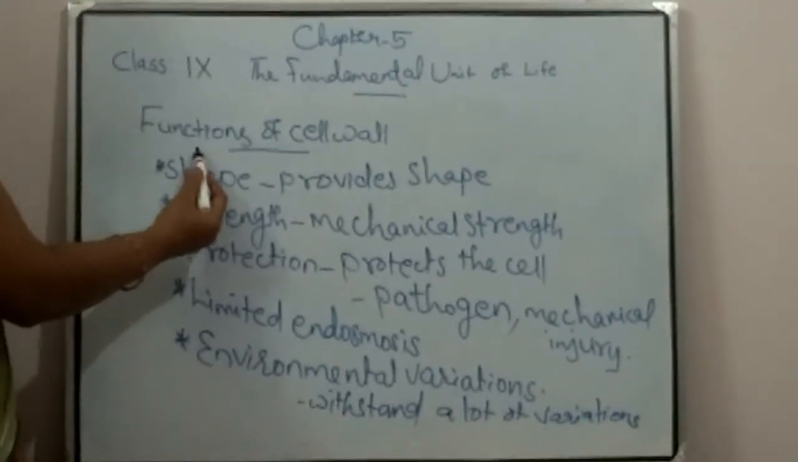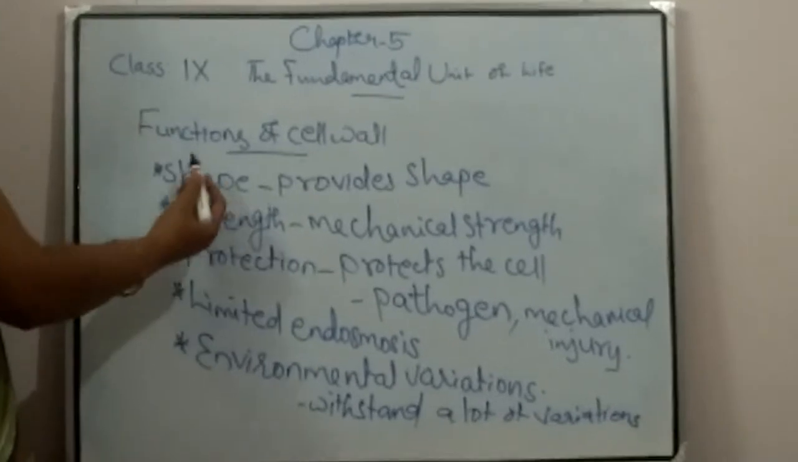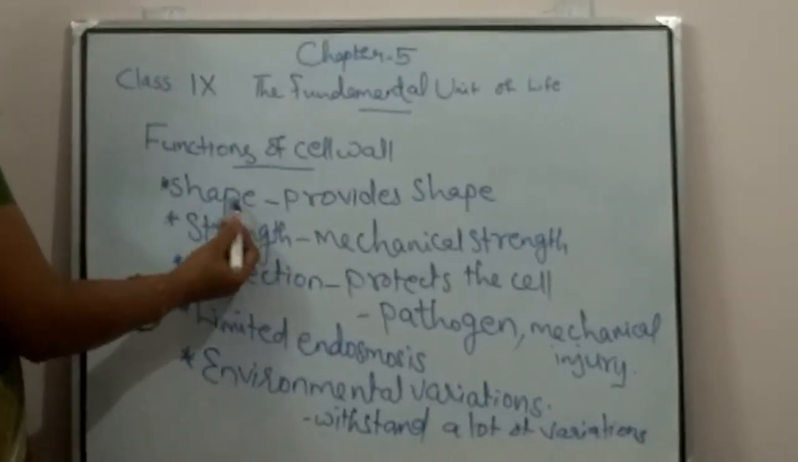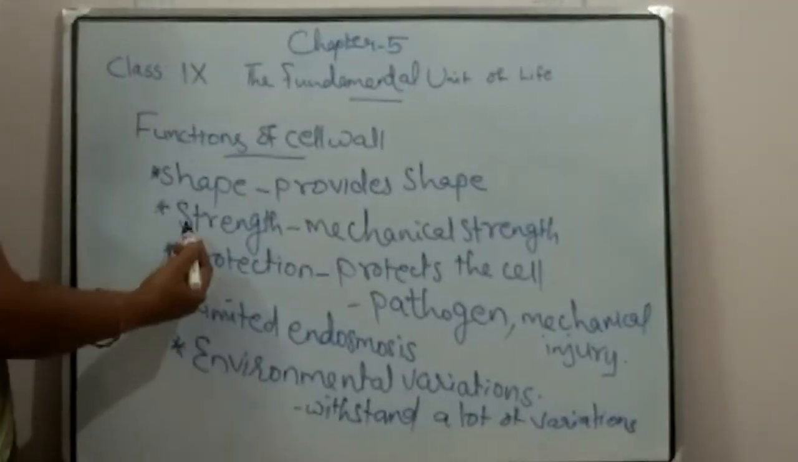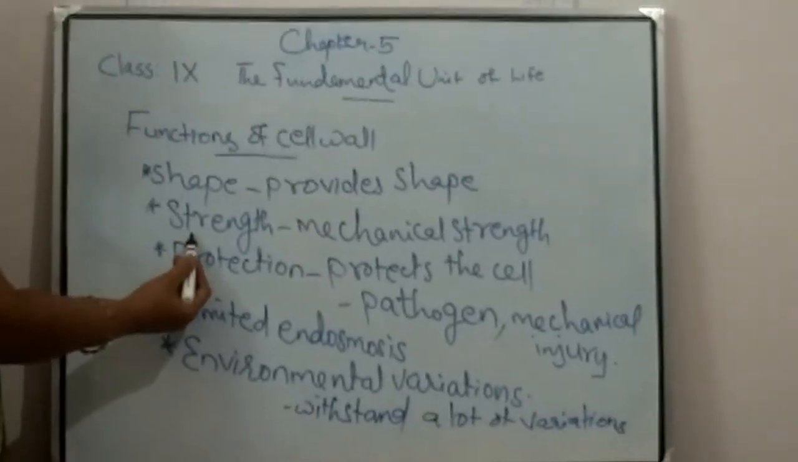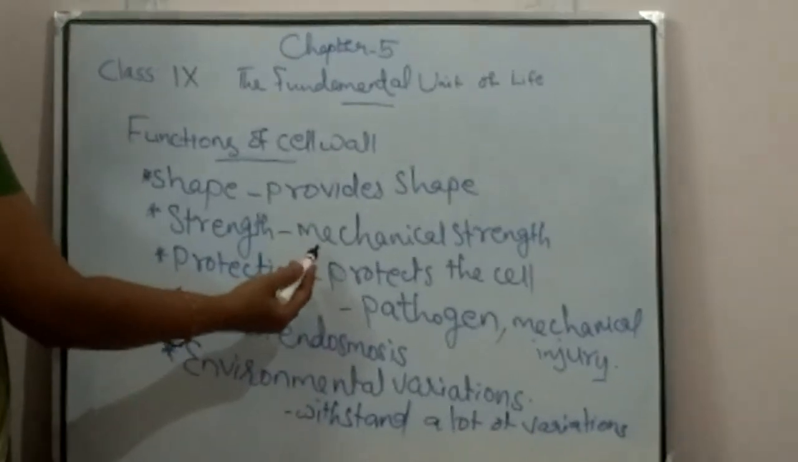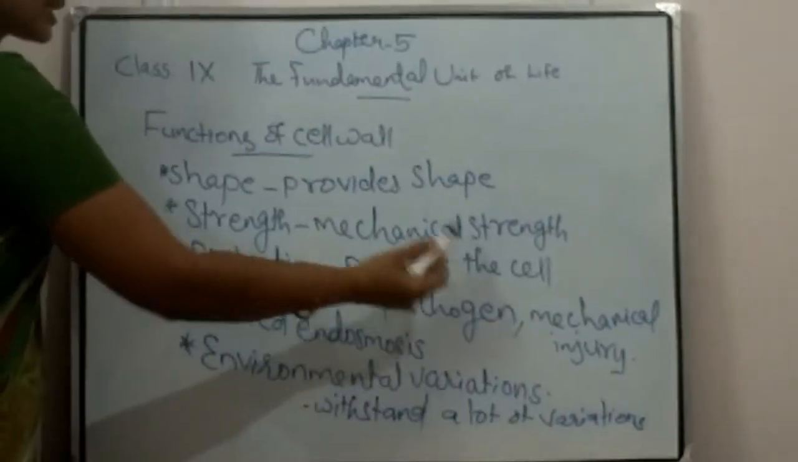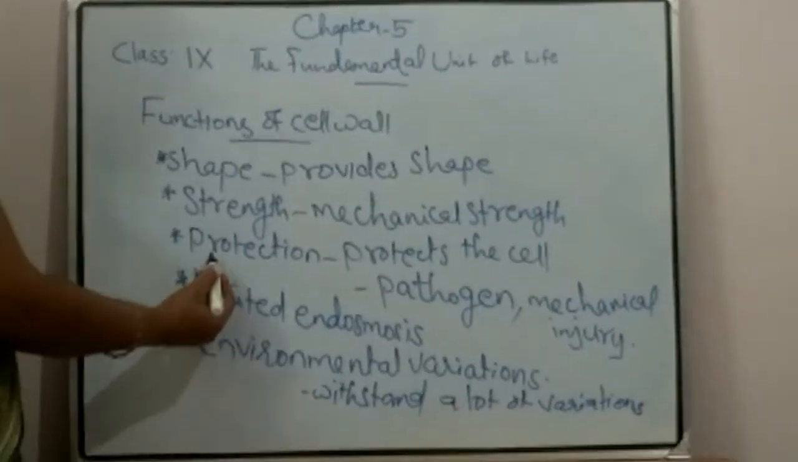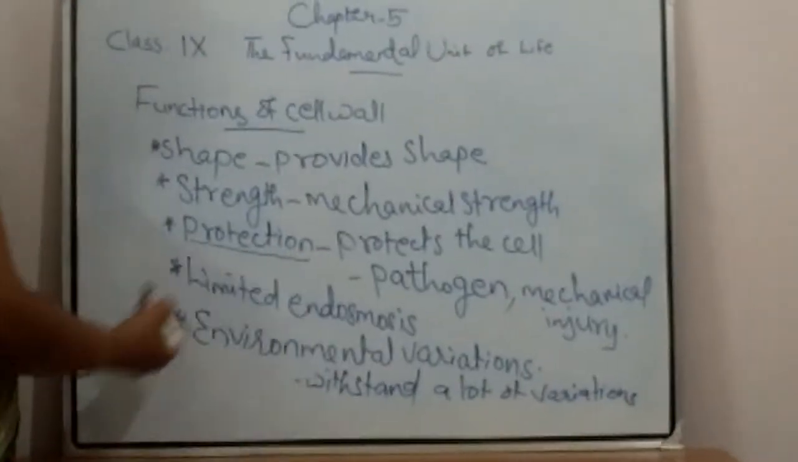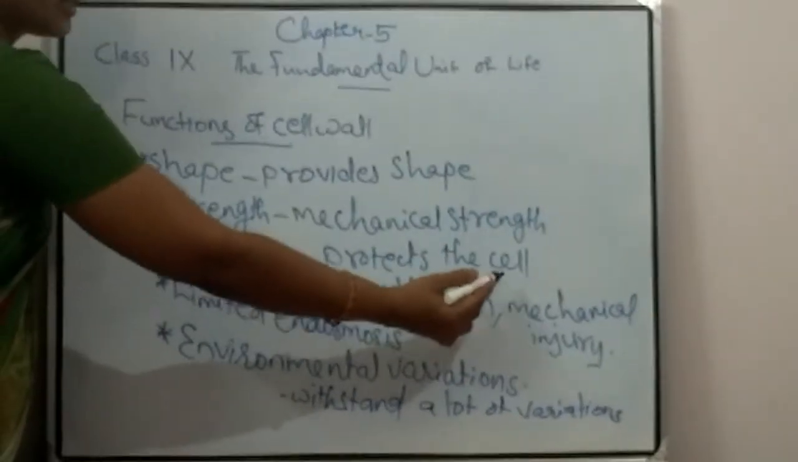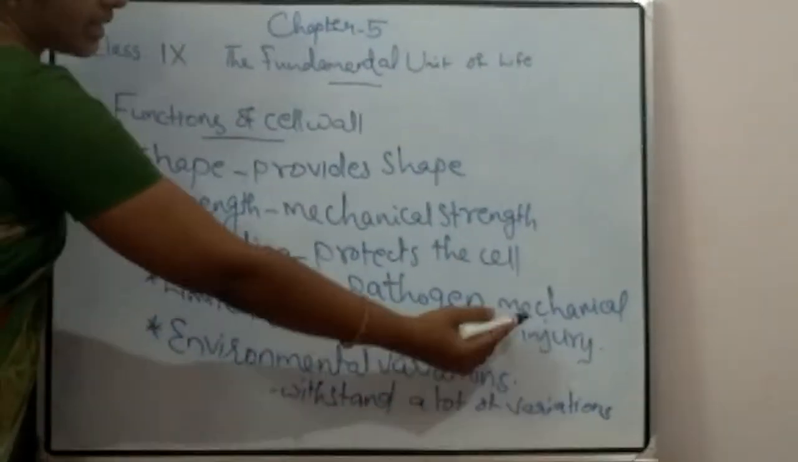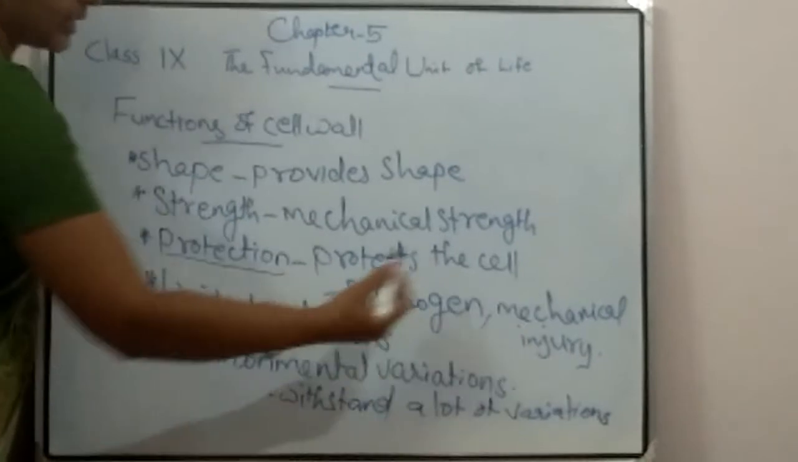So next is about the functions of the cell wall. First one is it provides shape. It provides shape to the plant cell. Then second one is strength. So we already learned that it provides mechanical strength to the plant cell. Then protection. How to protect the plant cell? It protects the cell against pathogens and from mechanical injury.